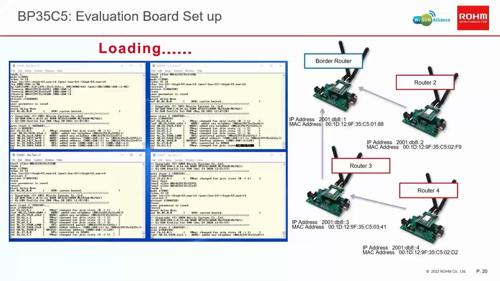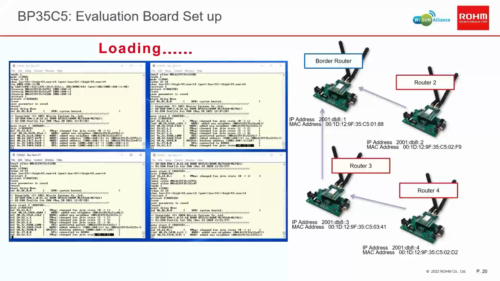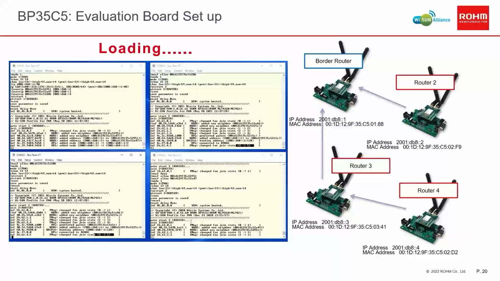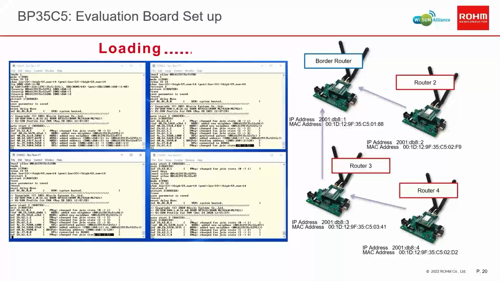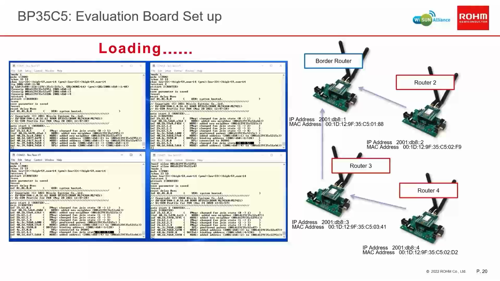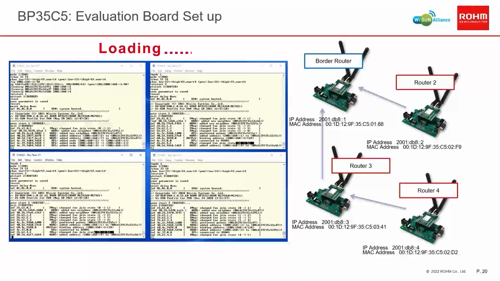You can see on the screen that router 2 and router 3 have reached state 5. Now we will wait a bit for router 4. On the screen, you can finally see that router 4 reached state number 5, as well as router 3 and 2.